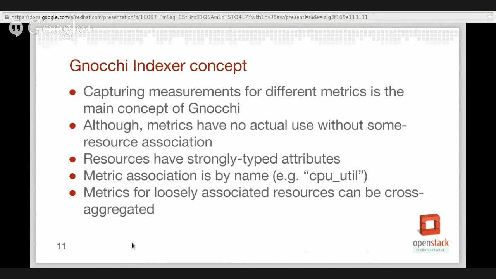Well, then the measures, the data points associated with this set of metrics can be cross-aggregated. So you can construct a URL for the REST API exposed by Gnocchi and say, give me, for example, the average of all of the CPU util metrics associated with all of the resources that have a particular value for, we'll say, the server group attribute.